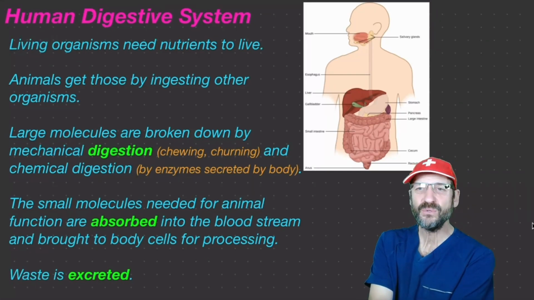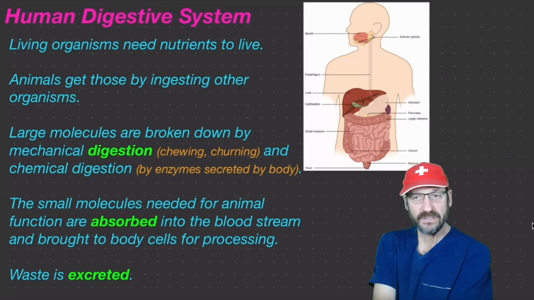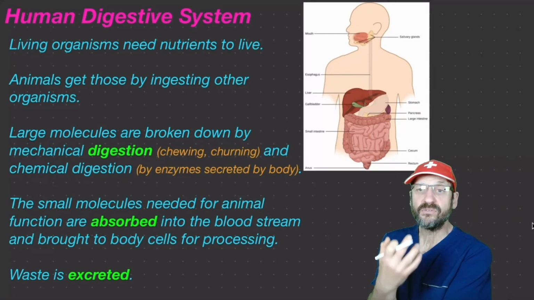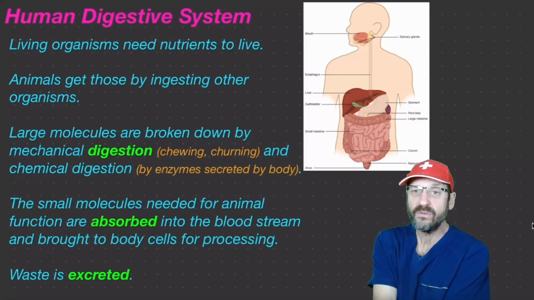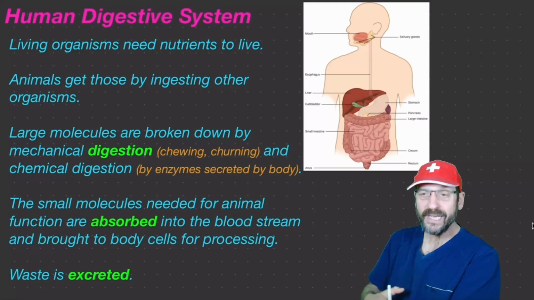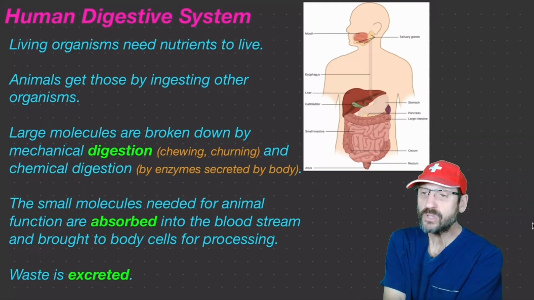Organisms need nutrients to live. Animals get those by ingesting other organisms. We then have large molecules that we take in, that's the food, and they are broken down by mechanical digestion, that's the chewing, and also the churning in the stomach, that's when the stomach talks to you, you can hear that. And also, we have chemical digestion, and that's done by enzymes that are secreted by the body.